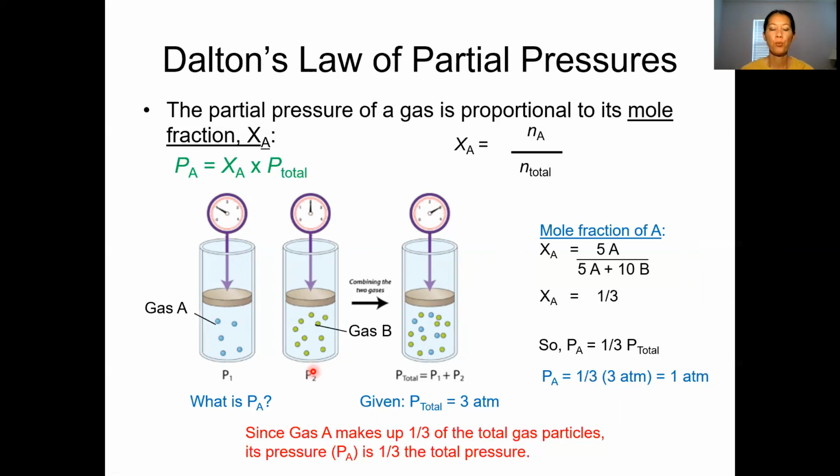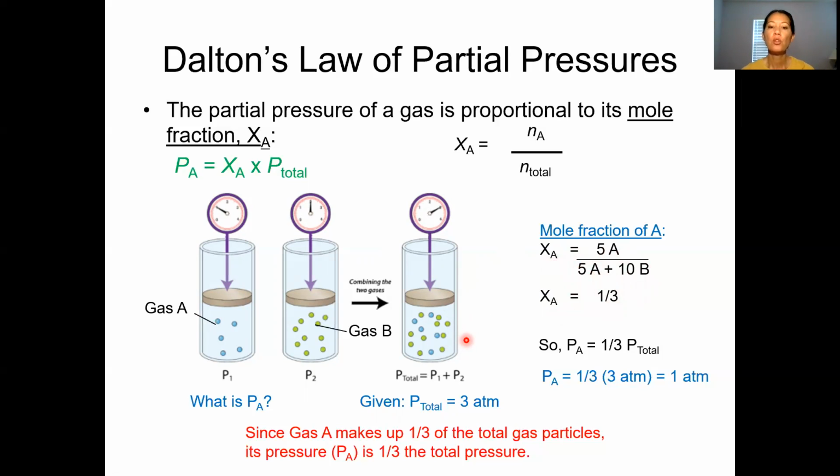So let's work through this. We have the same containers of A and B. And what we do is we mix them and we have both A and B together. Let's say we have 5 particles of A, and if you count it up, you have 10 particles of B. So there's more B than A. So B is actually going to be 2/3 of the mixture. A is going to be 1/3. And I just did that by looking at mole fraction. There were 5 A's out of the total 5 plus 10. So 5 out of 15 is 1/3. So the mole fraction of A is 1/3. You could have just looked at that visually. It's about 1/3 of that mixture.